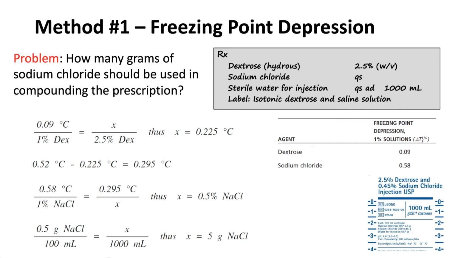Because when you add that amount of sodium chloride to a 2.5% concentration of dextrose, the final combination of both the dextrose and sodium chloride produces the same amount of osmotic force, has the same number of particles as an isotonic solution, which is what we were trying to solve for.